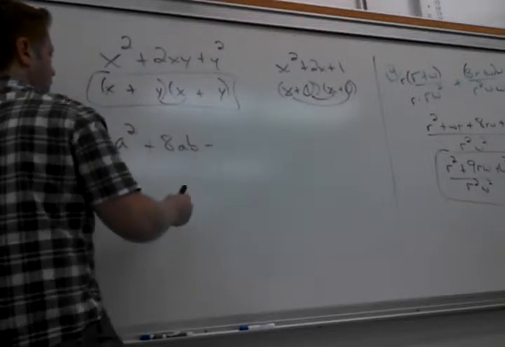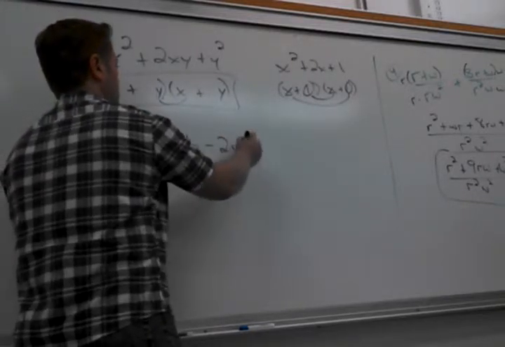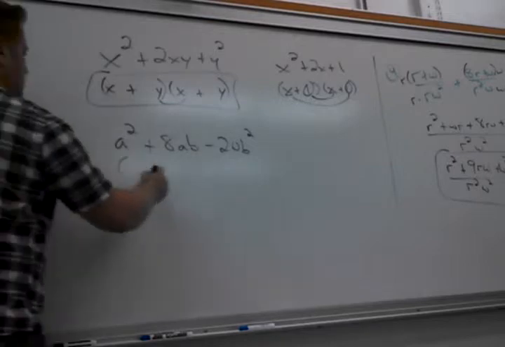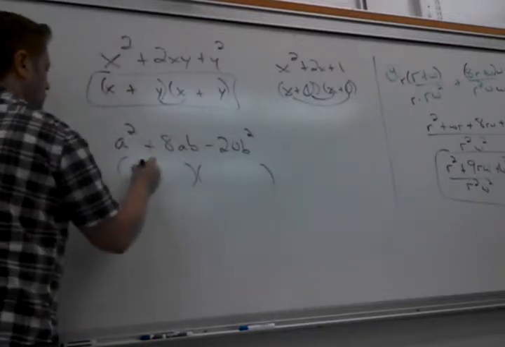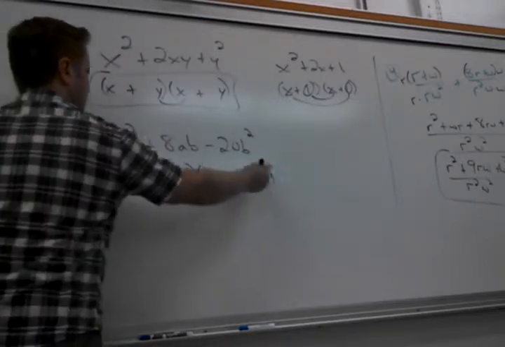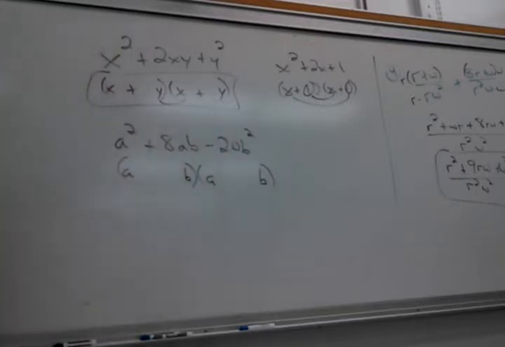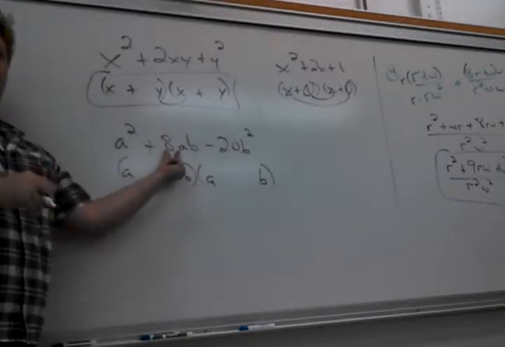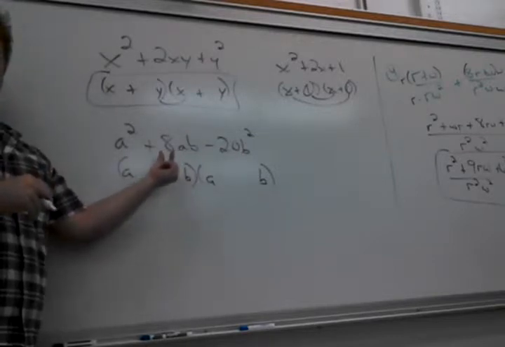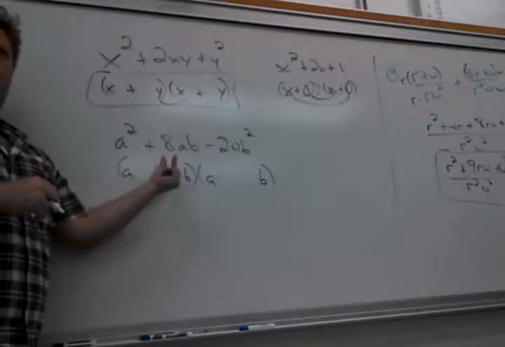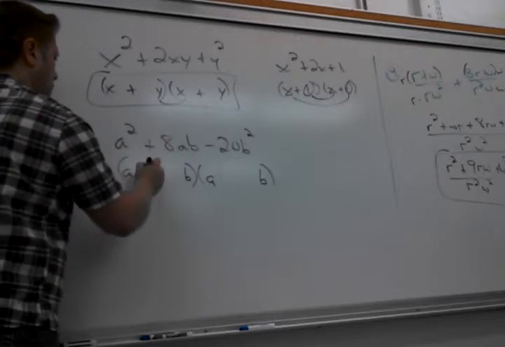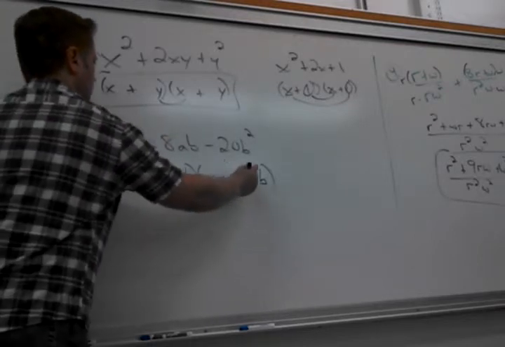8ab minus 20b squared. So the very first thing you do, so you don't forget it and just get it out of the way, you put a, b. That gives you your a squared and your b squared. Now what multiplies by negative 20 but adds to 8? 10 and negative 2. Yeah, exactly. 10 and 2 make the 2 negatives, so it stays positive 8, right? So it'll be plus 10 minus 2.